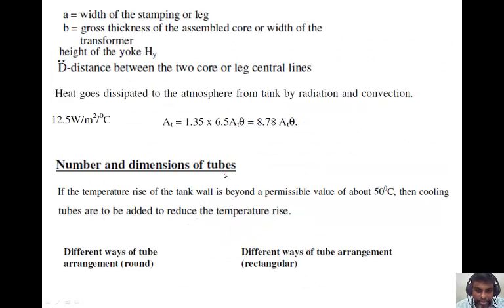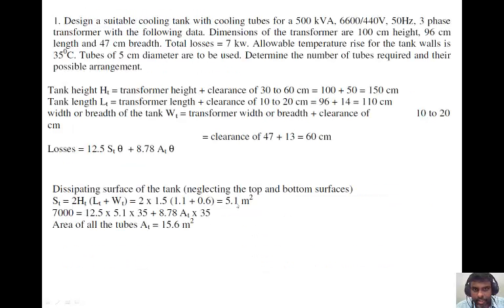So, number and dimensions of the tube. If the temperature rise of the tank wall is beyond a permissible value of 50 degrees Celsius, then cooling tubes are to be added to reduce the temperature. So how many cooling tubes are added? It is based on the size and width of the tank, as well as the different ways the tubes are arranged, whether in a round manner or in a rectangular manner.